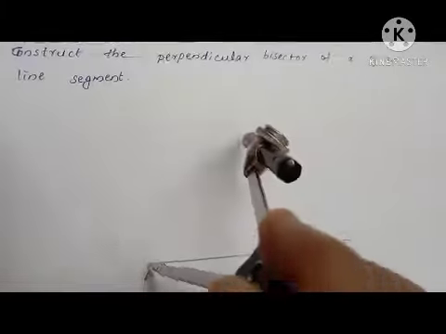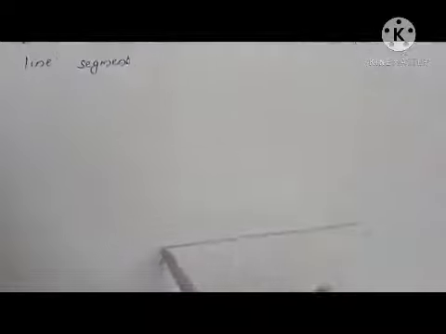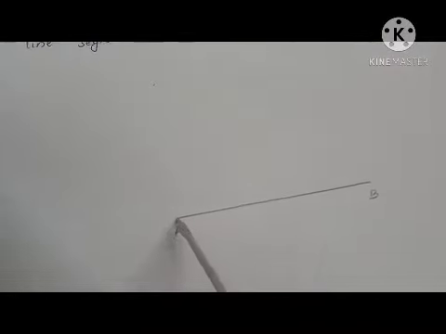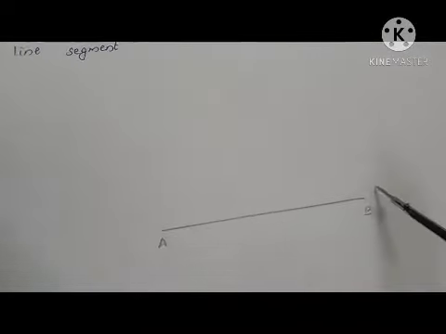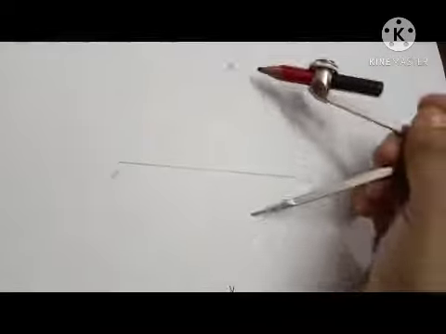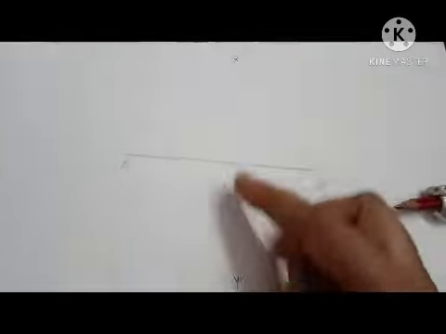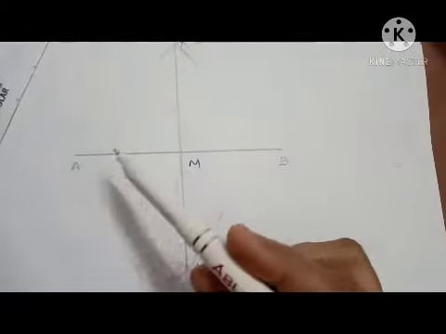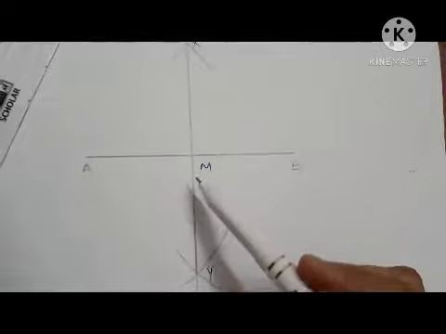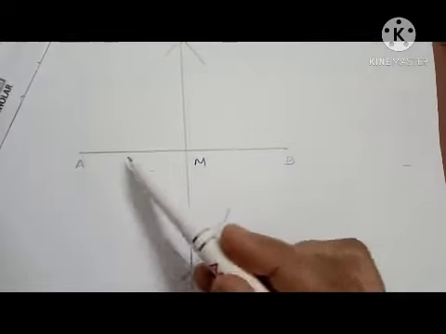Then we have to draw the arcs up and down from one of the end points. Then with the same measure we have to draw the arcs from the other end point too. Then we got the two intersecting points X and Y. Then we have to join these 2 points X and Y and extend. XY is the perpendicular bisector of the line segment AB. Then this M is the midpoint of AB.